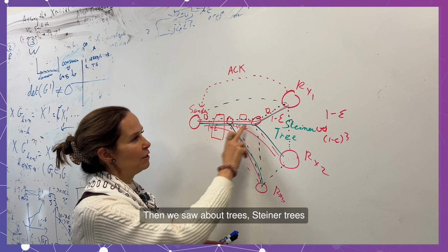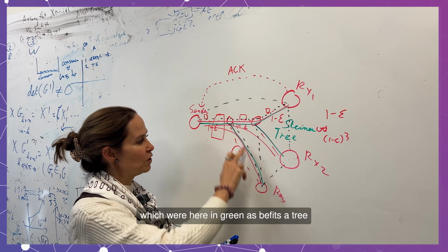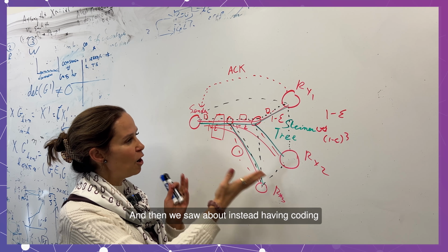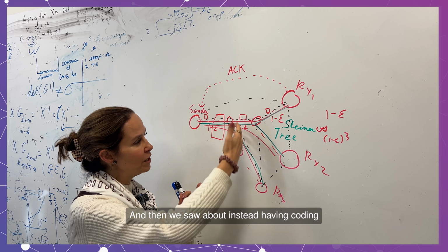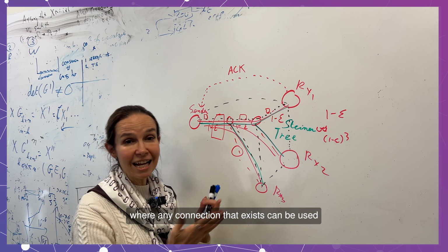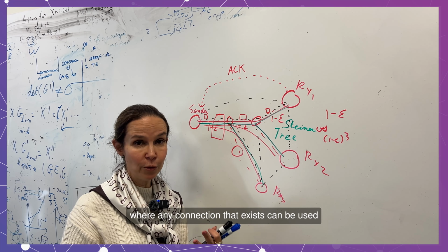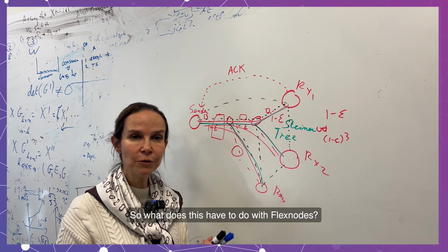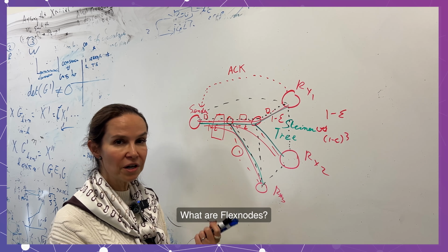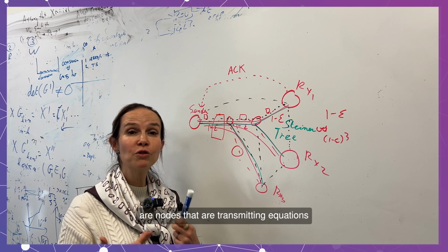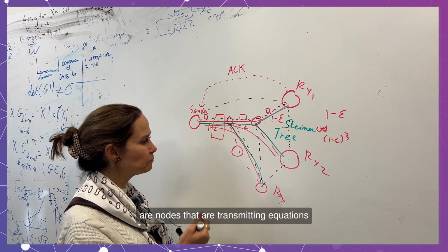Then we saw about trees, standard trees, which were here in green as befits a tree. And then we saw about instead having coding. These are these dashed black lines where any connection that exists can be used to transmit equations. Okay, so what does this have to do with Flexnodes? What are Flexnodes? Well, Flexnodes are nodes that are transmitting equations.